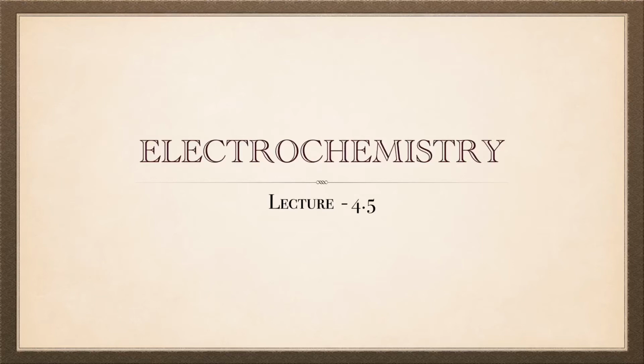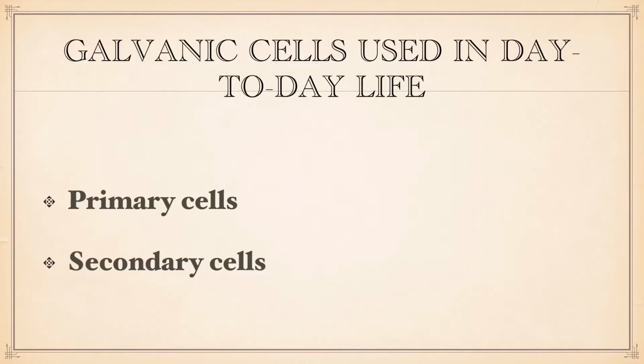Hello everyone, last time we completed the Nernst equation and its application. Today we are going to learn about galvanic cells useful in day-to-day life. Voltaic cells which are commonly used can be classified as primary cells and secondary cells.